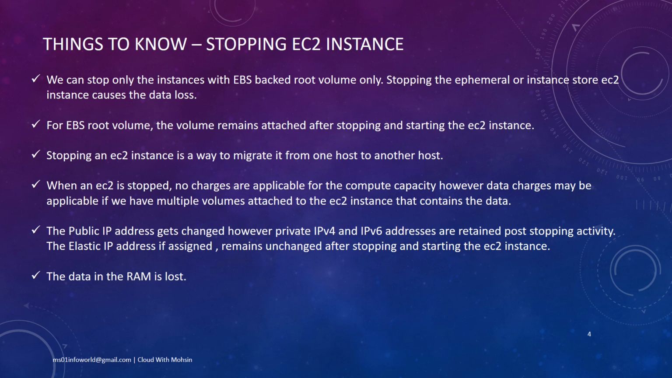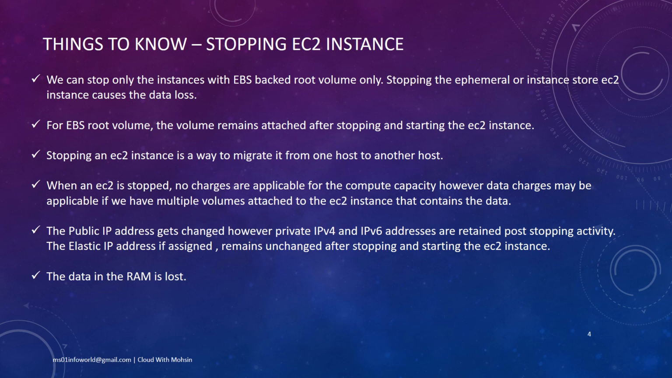As we covered in the previous slide, we can stop those EC2 instances which have an EBS backed root volume, because with an EBS backed root volume, the data will be retained even if we stop it. However, if it is an ephemeral or instance store type volume, then the EC2 instance may lose its associated data, because it is temporary data, and the data will be lost in that case.